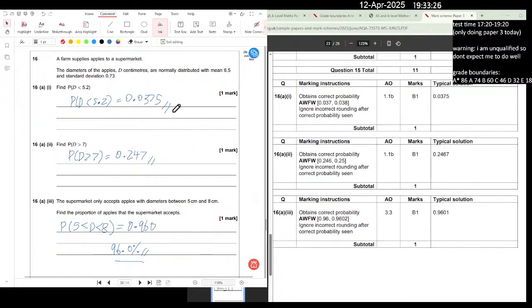16, 0.0375, 0.247, 0.960. Oh, they want the proportion. Okay, but I guess it's equivalent, so yeah, sure. 1, 1, 1.